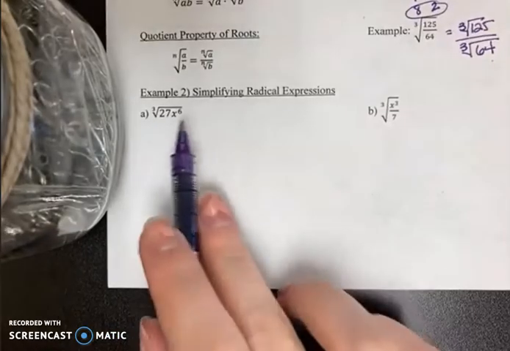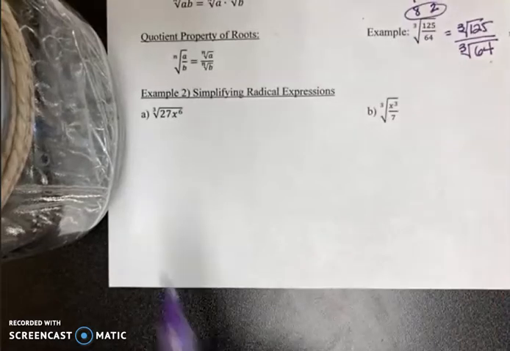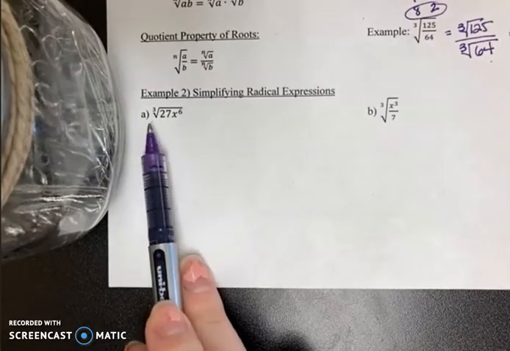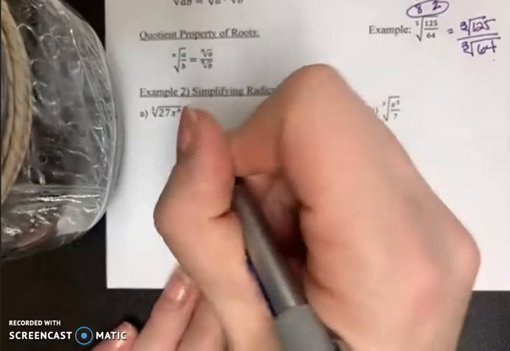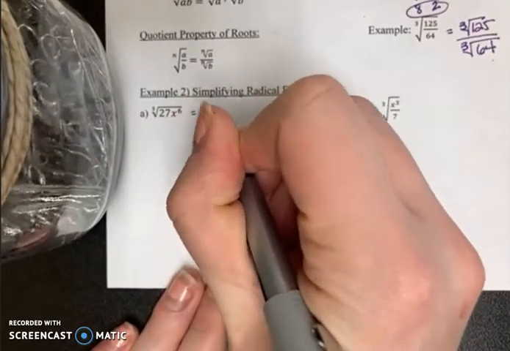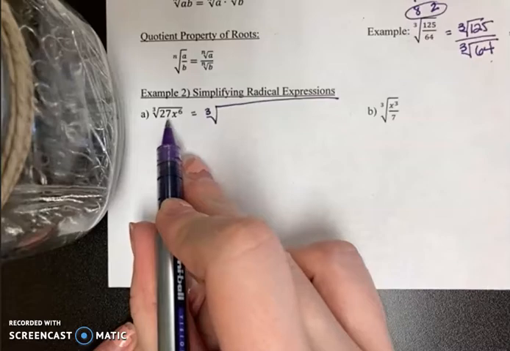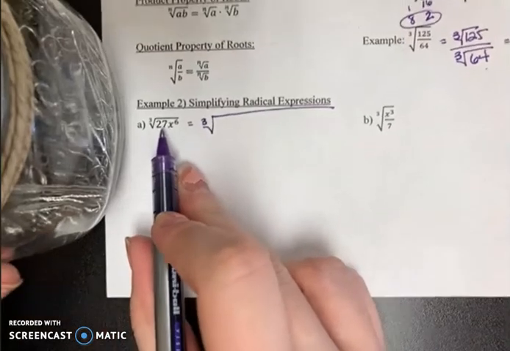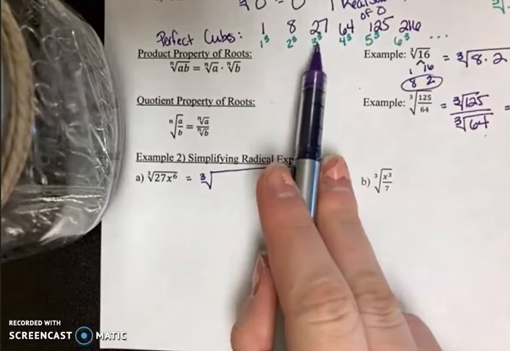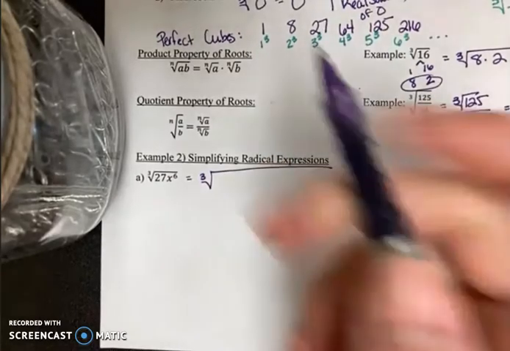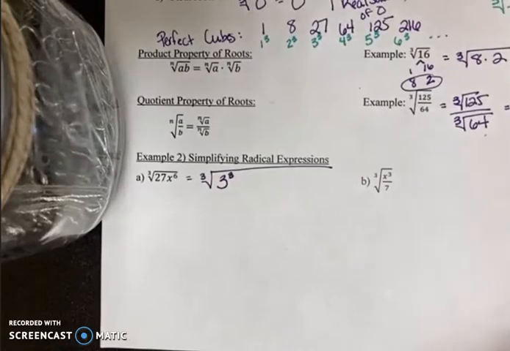So, when we're simplifying radical expressions, once again, we need to look at the index and try to find the perfect cubes. So I'm going to start rewriting my terms in here as perfect cubes. 27, if we look at our list, 27 is the perfect cube of 3. So I can rewrite 27 as 3 cubed.